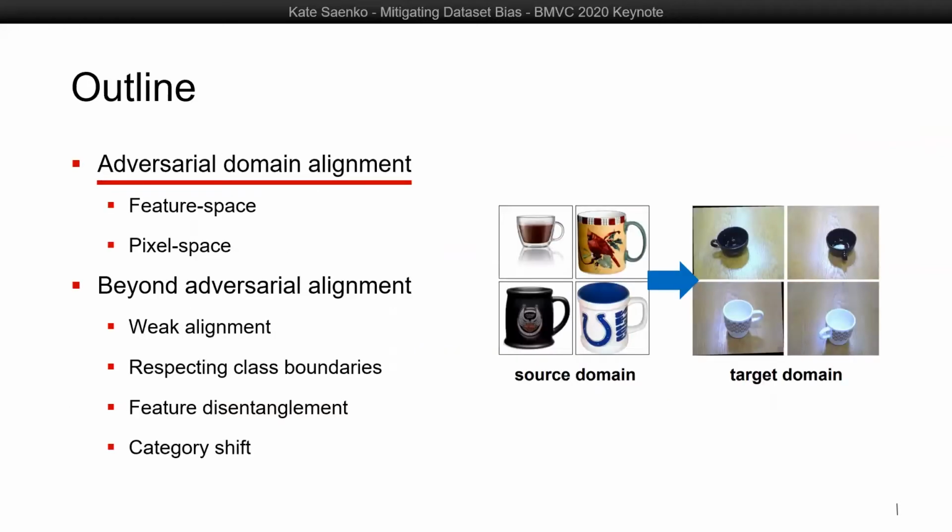So the outline of my talk today is as follows. I will first talk about some, at this point, fairly traditional techniques based on adversarial domain alignment, both in feature and pixel space. Then I'll talk about some limitations of these techniques and how we can solve them. For example, limitations of strong alignment, and also how we can respect the class boundaries better, how we can use feature disentanglement to measure distances between domains, and also how to deal with category shift in addition to dataset shift.